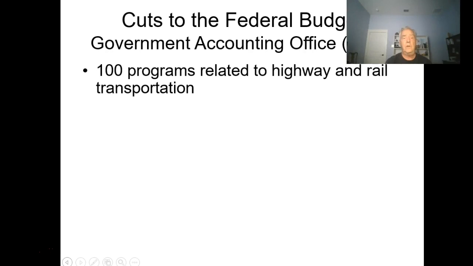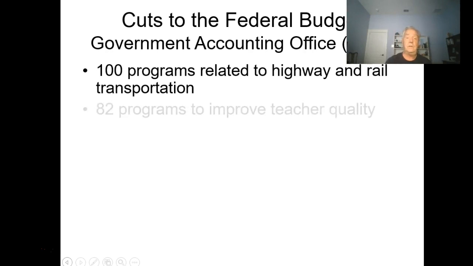Now, you have to understand what a program is. That means that there's a committee chairman and committee members that can hire consultants, spending a lot of money to take a look at highway and rail transportation. 100 different programs. We really probably only need two, one for highway and one for rail. Maybe there's an alternative too. But 100 doesn't make sense. All these programs have their own staffs, their own budgets, their own costs that are in excess. We don't need 100 programs, according to the GAO.